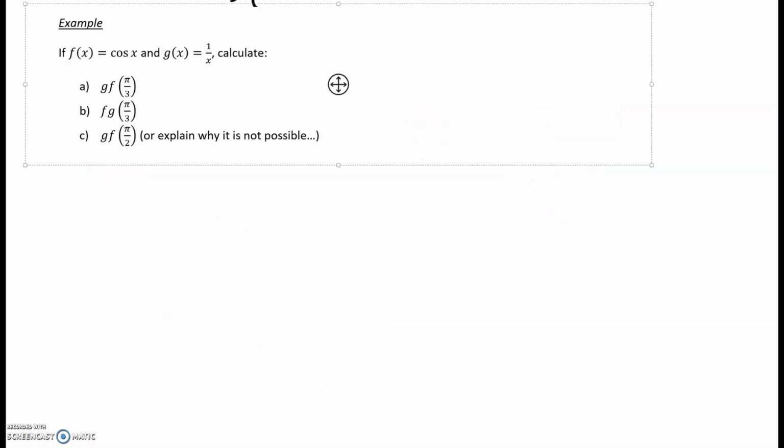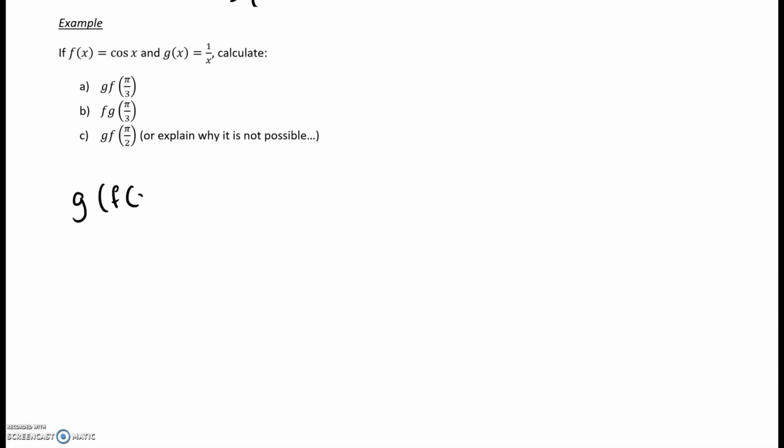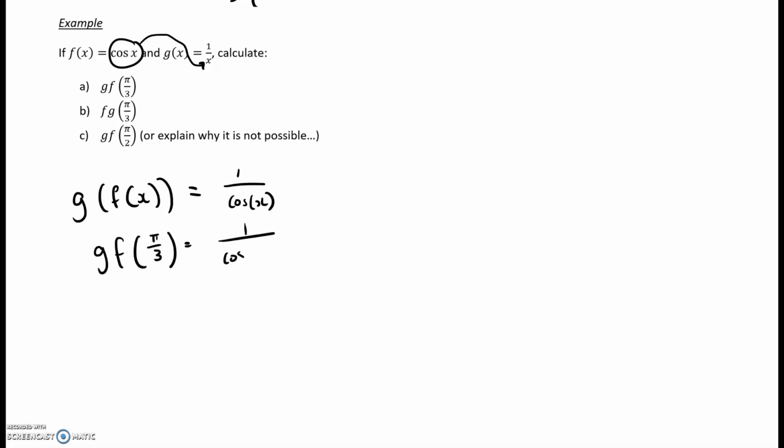Alright, second example. So we've got f of x equals cos x, g of x equals 1 over x. So again, first one working out is g of f of x. So I'm going to work out g of f of x first, and then I'm going to sub in the pi on 3. So g of f of x, again I'm putting f into g. So that becomes 1 over cos x. Now g of f of pi on 3 is 1 over cos of pi on 3.